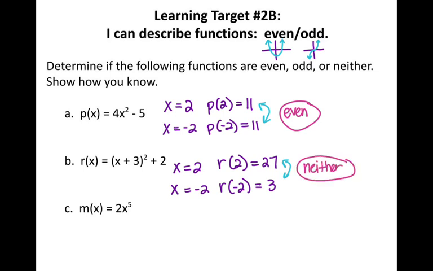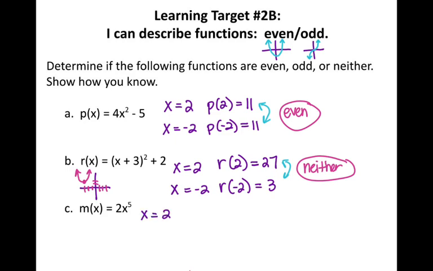And if you were to graph this, I'm going to draw a quick sketch of the graph. You would have a quadratic, so it's a parabola, and it's over here in the second quadrant. You can see that that's not symmetrical over the y-axis, and it doesn't have rotational symmetry. So that would be neither as well.